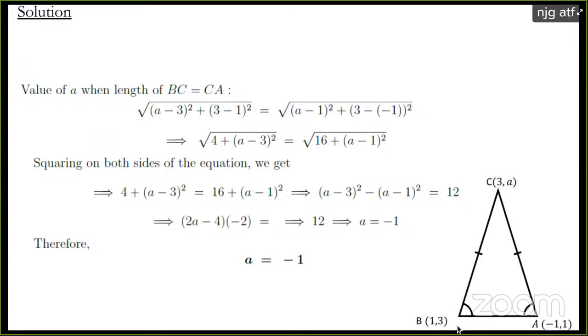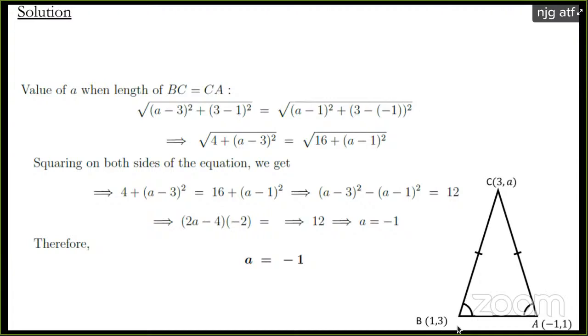And now if my length of BC is the same as length of CA, so now what happens? Length of BC will be equal to square root of (a − 3) whole square plus (3 − 1) whole square. Same, use the distance formula here also. Which will be equal to square root of (a − 1) whole square plus (3 − (−1)) whole square. So if you simplify it, you will get 4 plus (a − 3) whole square, which will be equal to square root of, that 3 minus of minus 1 will become 4, and 4 square will be 16. So that will be 16 plus (a − 1) whole square.